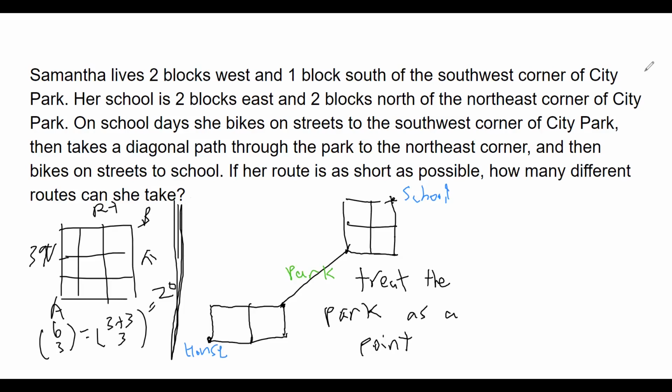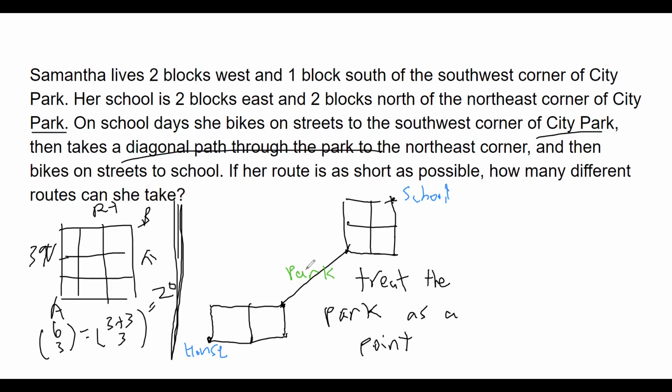So if we take a look at this question, the first thing you notice is that the park is kind of useless. It's just a bit of a distraction, in that you know she takes a diagonal path through it. So there's only one path through the park. I erased the lines that I drew that might have been confusing. So there's only one way to go from the southwest corner of the park to the northeast corner, and it's shown here in the diagram.